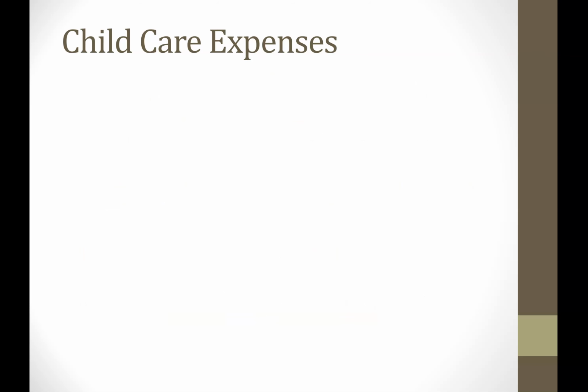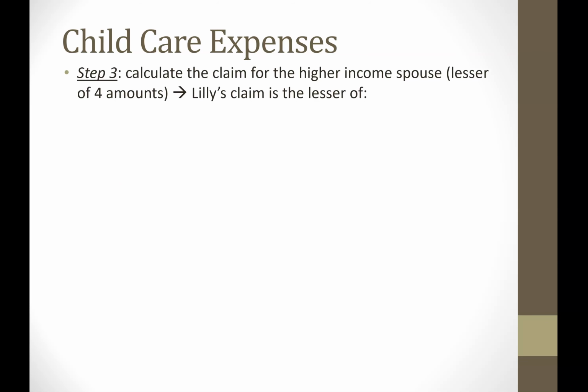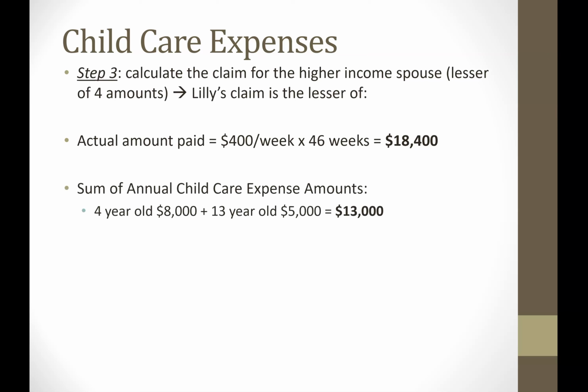Now let's move on to step 3 on the next slide. Lilly's claim, she's the higher income spouse, will be the lesser of 4 amounts. The first amount is the actual amount paid. Well, they paid $400 per week times 46 weeks. That's $18,400. The second amount is the sum of the annual child care expense amounts. The 4-year-old, $8,000. The 13-year-old, $5,000. So the total is $13,000 for the second limitation. The third limitation is 2/3 of Lilly's earned income. And the calculation here gives us $63,333.